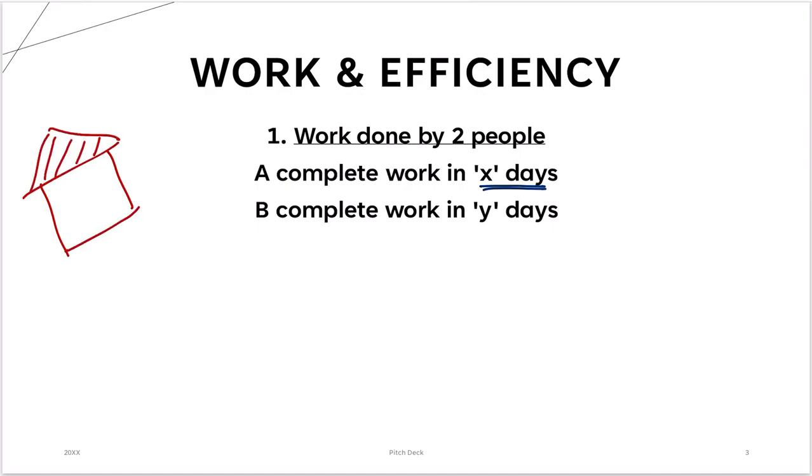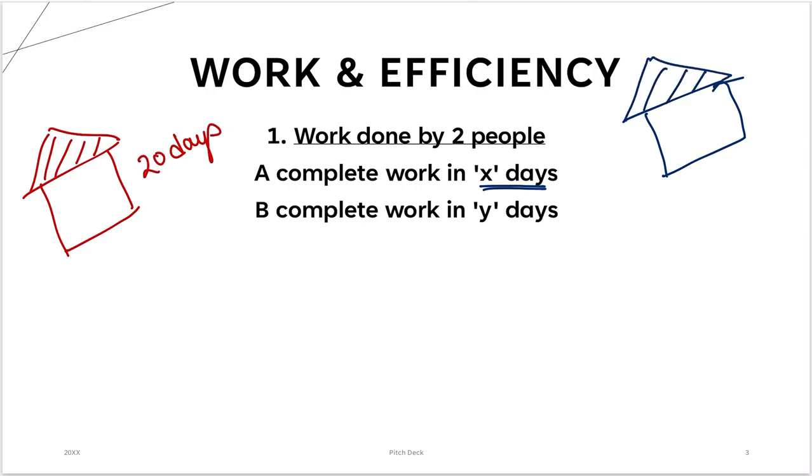If A is working alone, he can build this house in, suppose, 20 days. And there is another person who is working on the same house, but he can complete his work in, suppose, 10 days alone. So these are alone figures. Alone means only A is working, then he will complete in X days. If only B is working, he will complete in Y days.